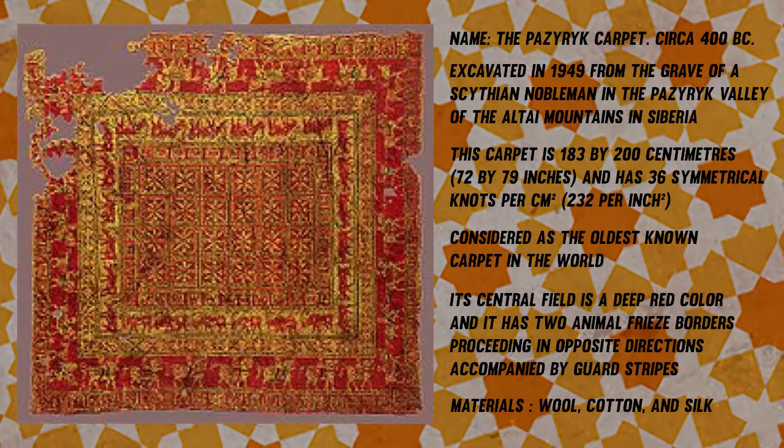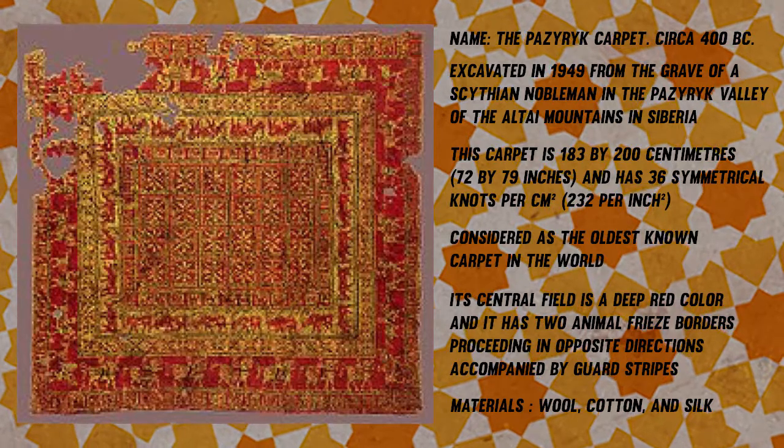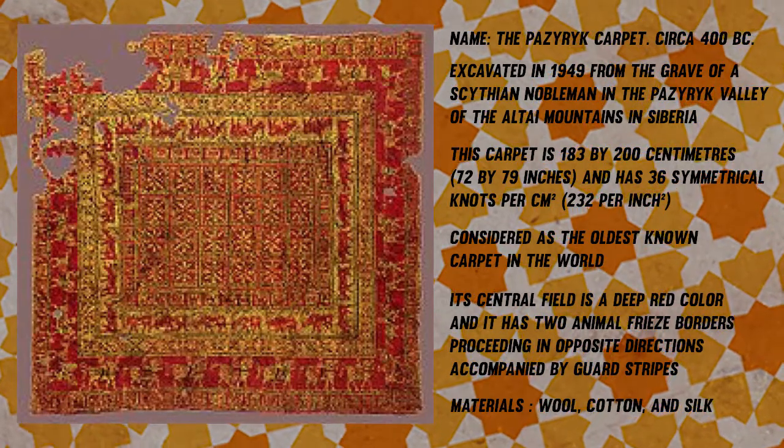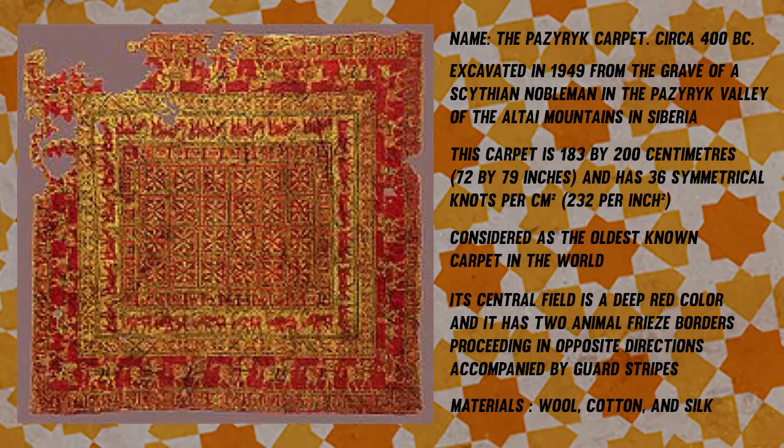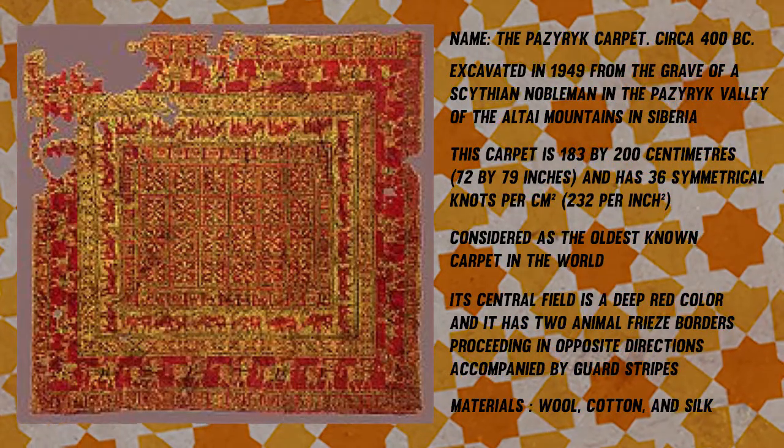Its central field is a deep red color and it has two animal frieze borders proceeding in opposite directions, accompanied by guard strips. The materials used are wool, cotton and silk.